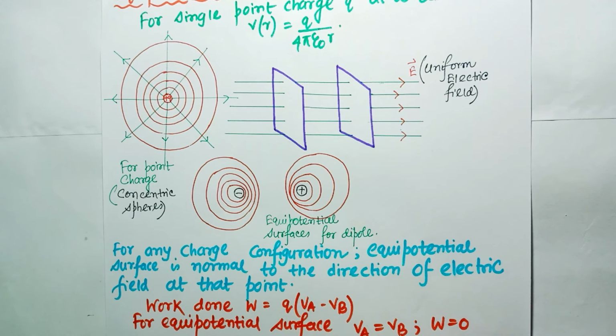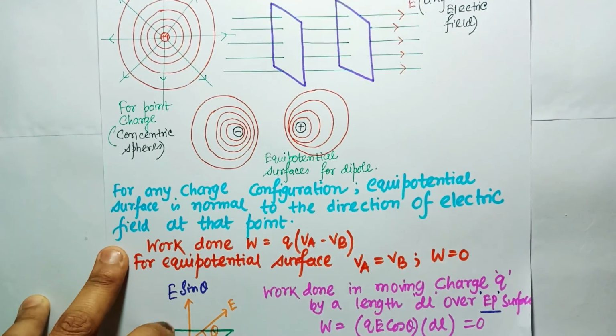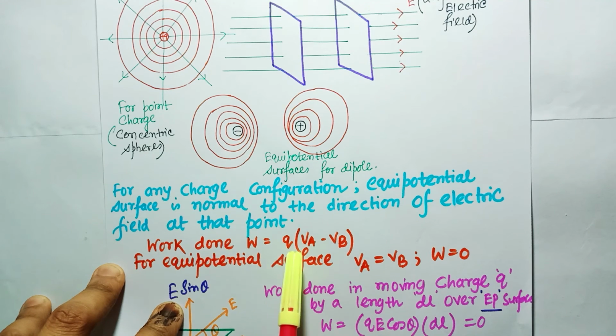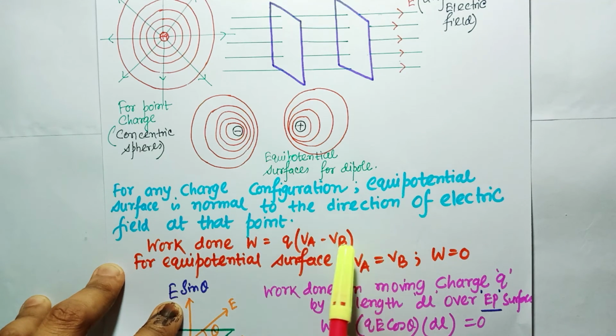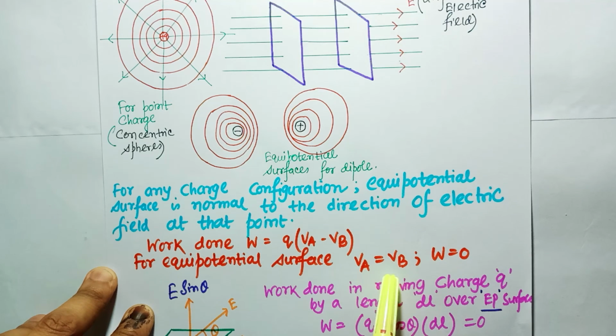But for the equipotential surface, there is constant potential with no variation. So there will be no change in potential energy. If we move any charge on the equipotential surface, the work done is 0. How to prove that? Work done W is equal to charge times the change in potential, VA minus VB, between A and B. For the equipotential surface, there is constant potential, so VA is equal to VB, so the work done is 0.